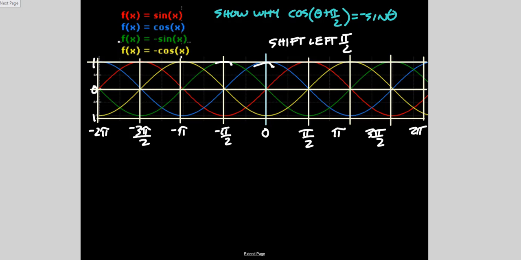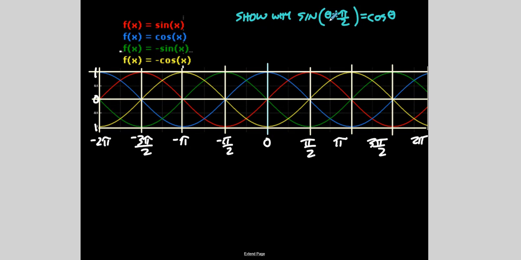Let's continue. So now show why sine of theta plus pi over 2 is cosine theta. Well, this is a shift left of pi over 2. So let's start with sine. Sine is right here at 0. I'm shifting it left pi over 2, but look at that. That's cosine theta, so that's why this is true.